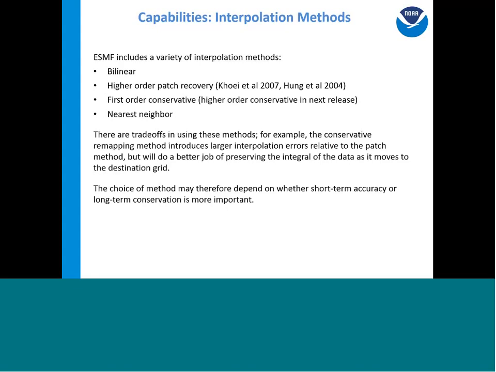But there are trade-offs in using these methods. So for example, the conservative remapping method tends to introduce larger interpolation errors relative to the patch higher order method, but it'll do a better job of preserving the integral of the data as it moves to the destination grid. So obviously it'll be more conservative. The choice of method may therefore depend on whether short-term accuracy or long-term conservation is more important. And again, that goes back to the predictive timescale and potentially having trade-offs in what approach you want to use and whether you want to emphasize accuracy in the short term or conservation in the longer term.